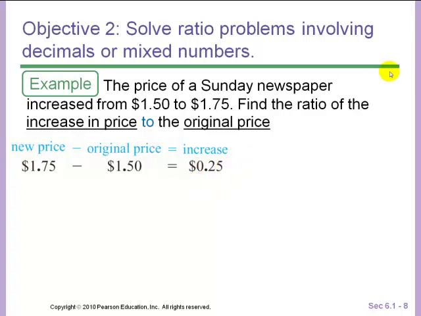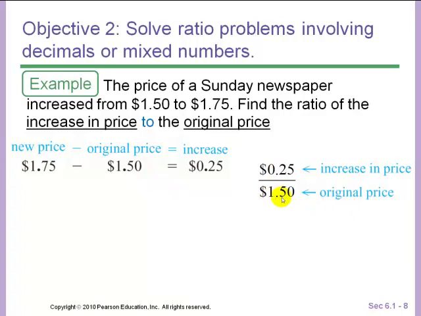So for our ratio of increase in price to the original price, the increase in price is going to go in the numerator, that's 25 cents, and the original price is going to go in the denominator, and that was $1.50. This is the ratio we're now going to simplify. We have the same units, which is what we wanted.